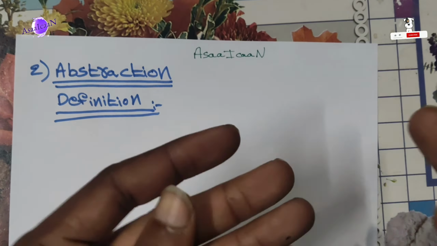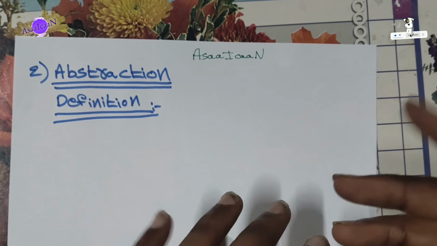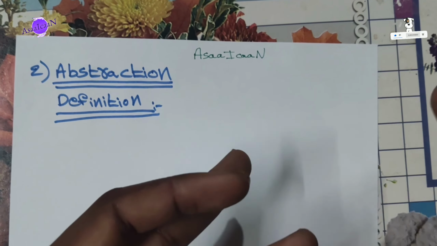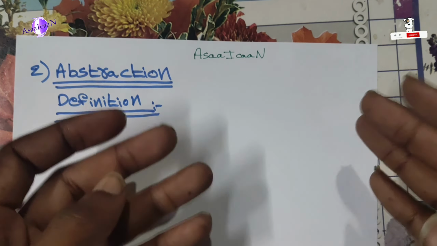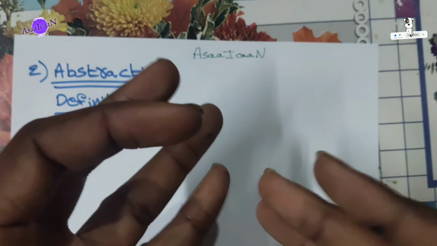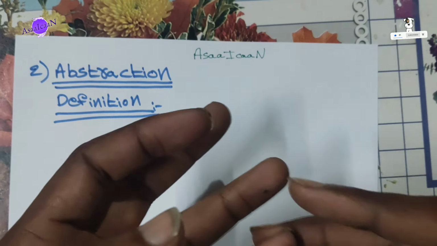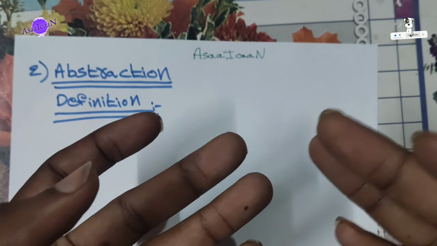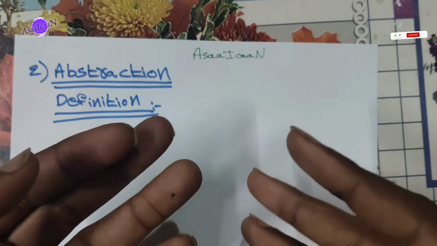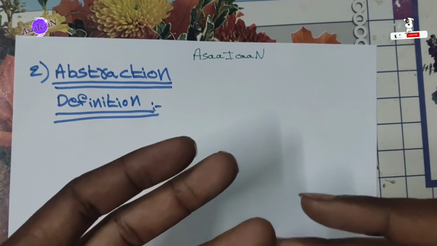Abstraction is the second principle of OOP. Let's discuss it. What is the definition of abstraction? It is the process of showing only the essential features of an object and hiding unnecessary implementation details from the user.